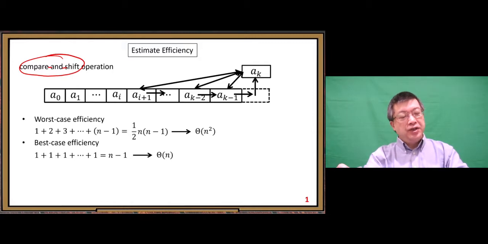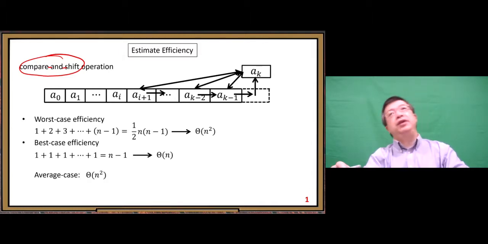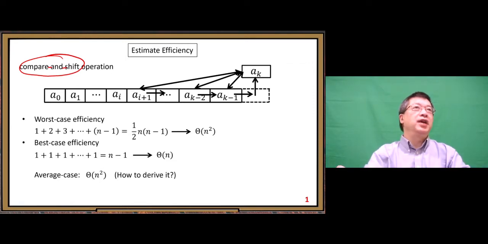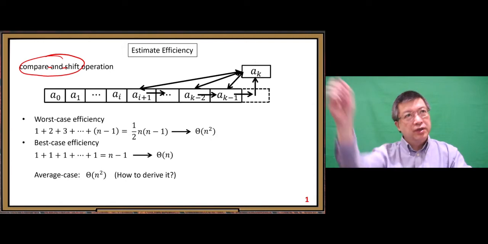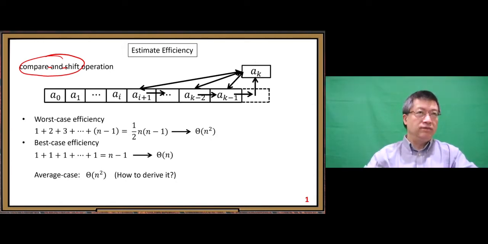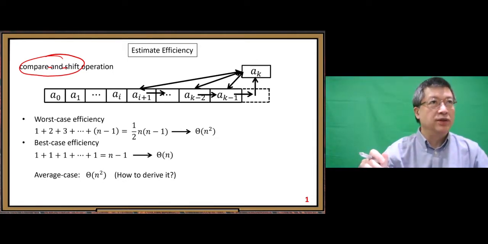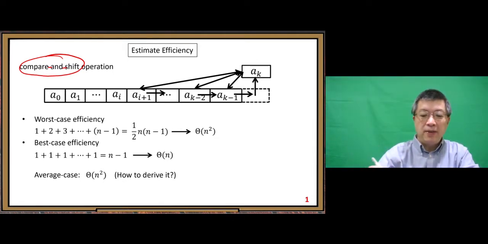Now, the last case, the average case. This is a little harder than the previous two cases. The answer is big theta of n squared. The question is, how do we see it? How do you derive it? Can you do the calculation and get the answer? Here, let's work out all the details.